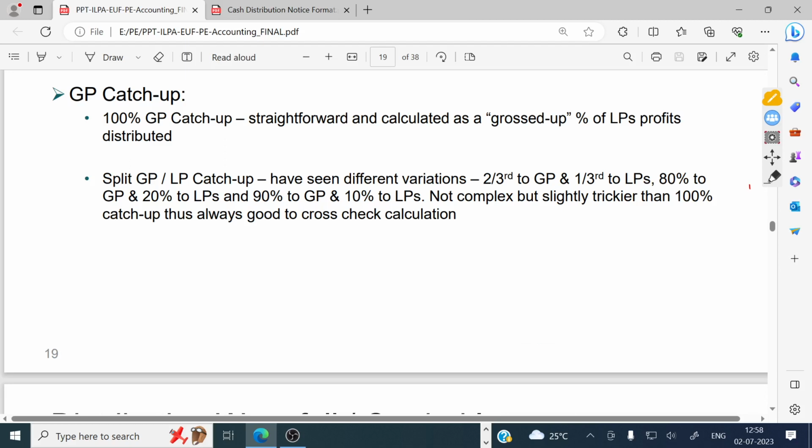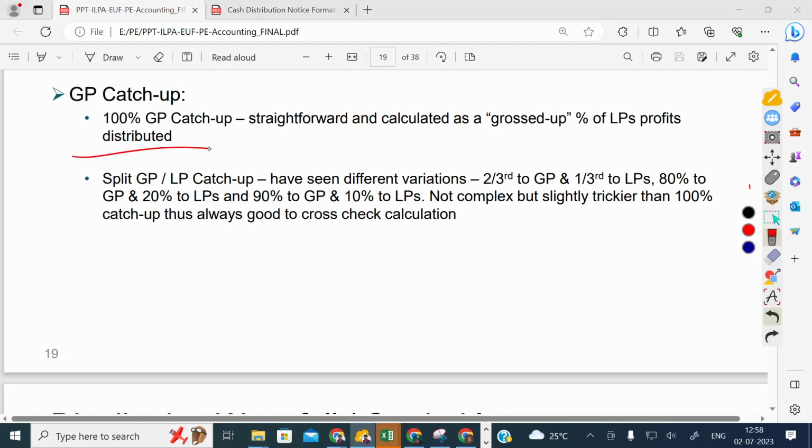Catch up, a straightforward, practical aspect that you would see. Return the investor's capital, straightforward, and it is calculated as a gross up percentage of the limited partners' profit distributed. So return to the investor whatever portion you had received from them. Return that first, and then, on the further part, you can calculate your catch up.